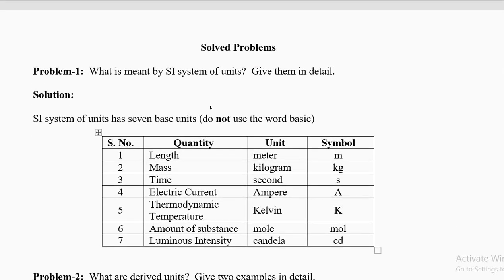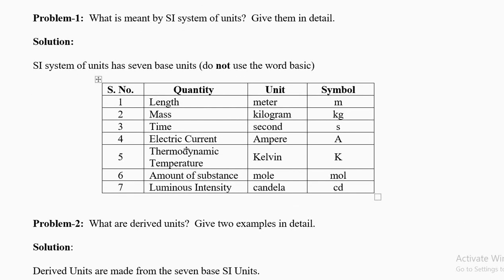Now we have a set of solved problems. What is meant by SI system of units? Give them in detail. This is problem one. See, SI system of units has 7 base units and 7 base quantities. The 7 base quantities are length, mass, time, electric current, thermodynamic temperature, amount of substance, luminous intensity. Now what are the units?